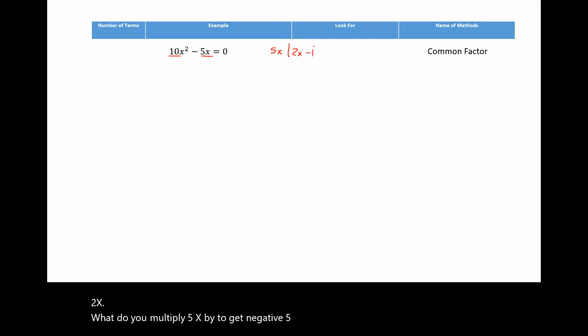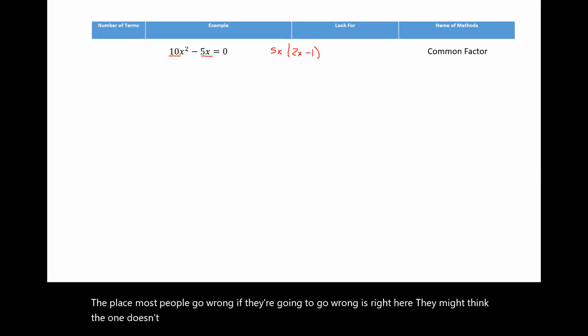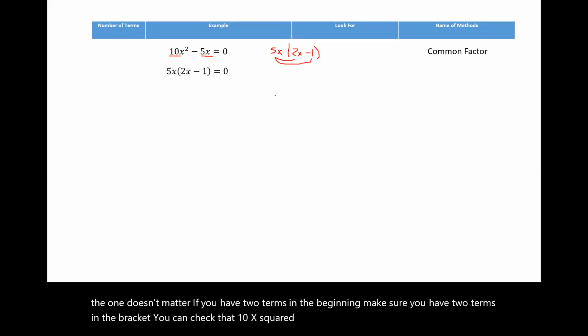Negative 1. The place most people go wrong, if they're going to go wrong, is right here. They might think the 1 doesn't matter. If you have 2 terms in the beginning, make sure you have 2 terms in the bracket. You can check that. 10x squared minus 5x.